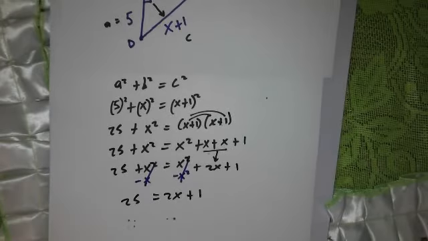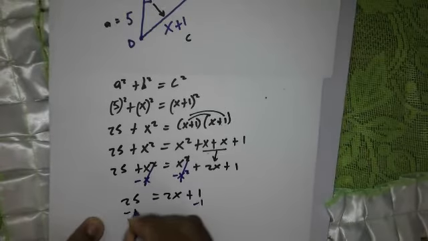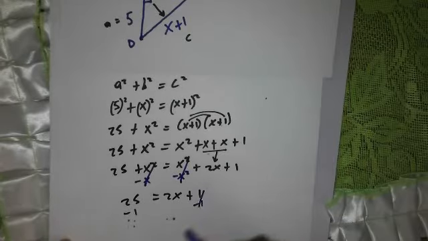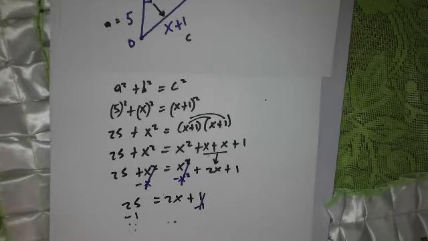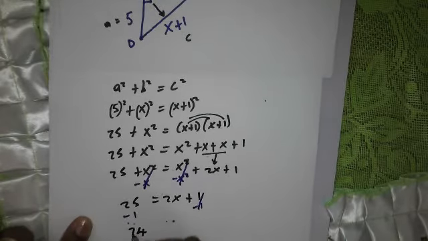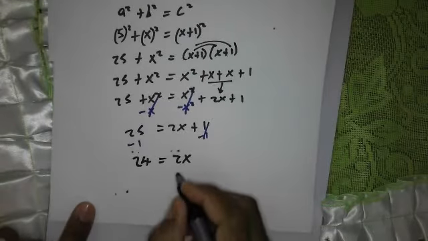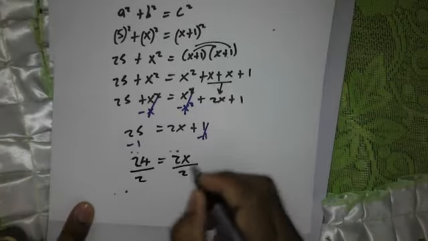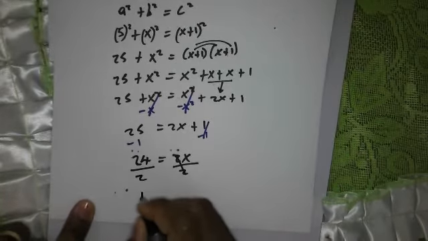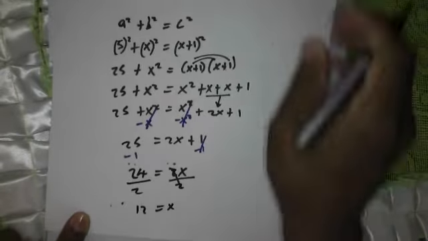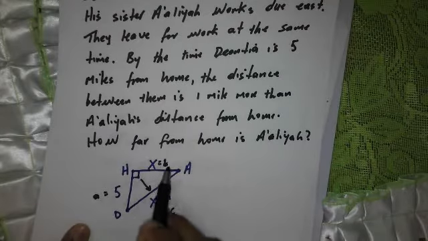Now we want all our x's on one side, so we subtract 1 from both sides. This one will cancel, and 25 minus 1 is 24, equals 2x. Then we divide both sides by 2. So 24 divided by 2 is 12, equals x. Here it says what is Alea's distance? Alea's distance is right here, which is just x.